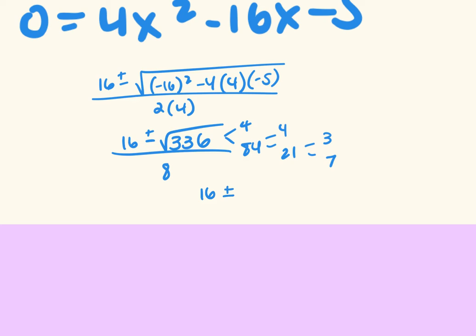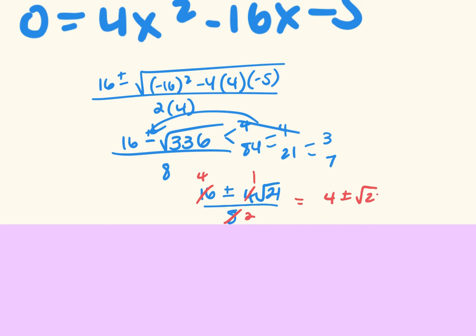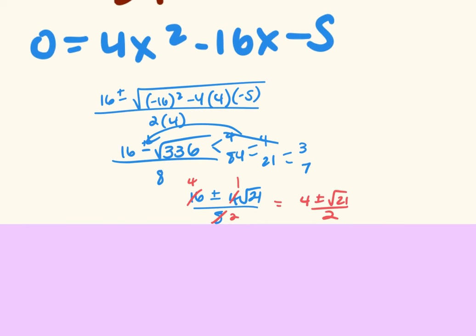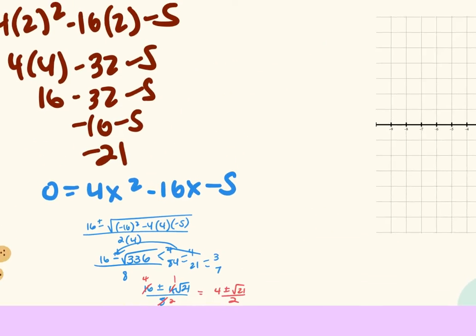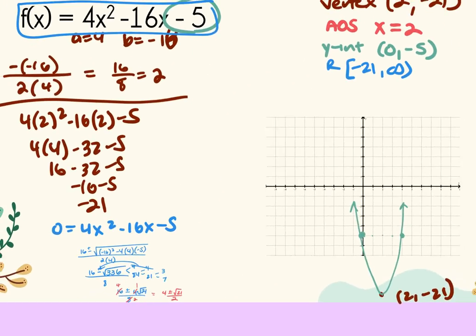16 plus and minus. The 4s are going to come to the outside. Square root 21 over 8. And then 8, 4, and 16 are all divisible by 4. So it's 4, 1, and 2. And I get 4 plus and minus square root 21 over 2. And I don't want to graph those. Those are yucky numbers. So what I can do is just leave them and use that reflection that we already did to graph.